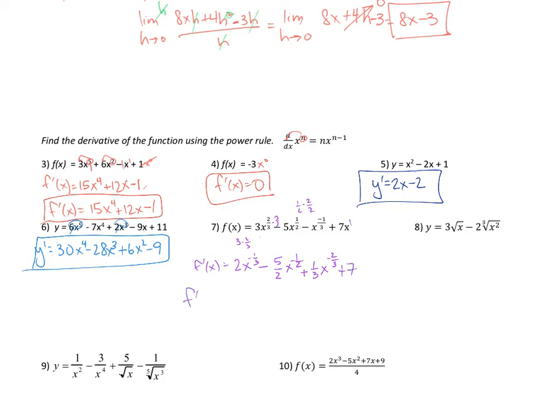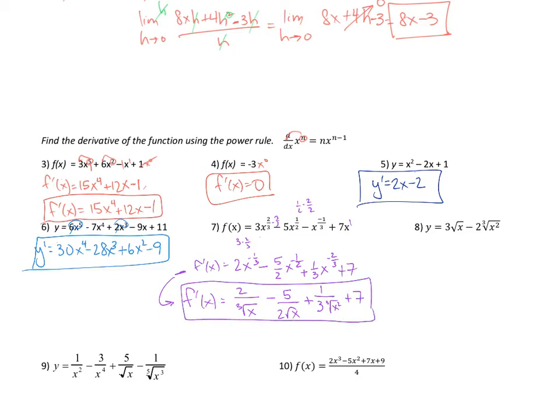So let me just clean this up just a teeny bit here, and we'll see what we have. We end up with f prime of x equaling 2 over, this is going to be the cube root of x on the bottom, minus 5 over 2 root x. All I'm doing is just rewriting what it says on top. I'm just kind of cleaning it up and rewriting it a little bit. So this will be plus 1 over, and now this is going to be 3 on the bottom, and this will be the cube root of x squared plus the 7.